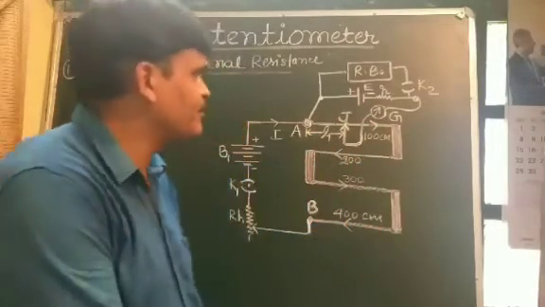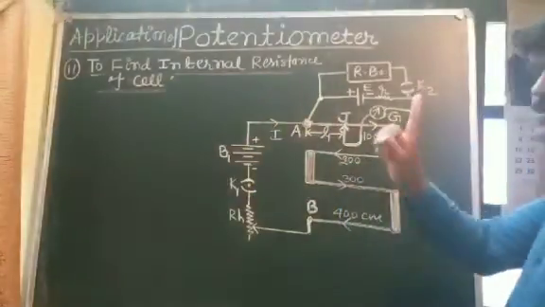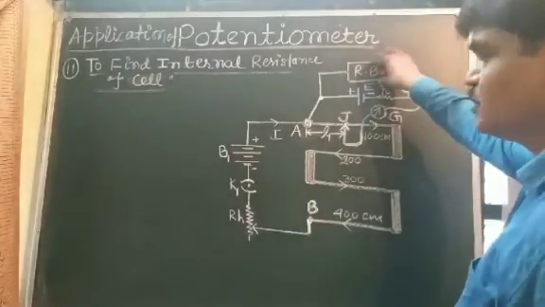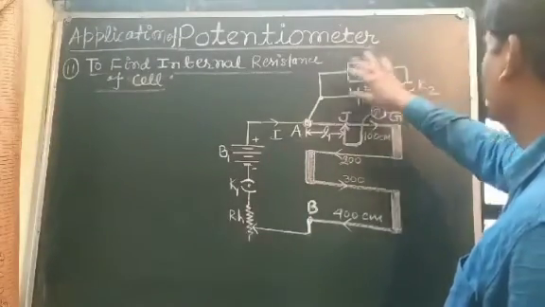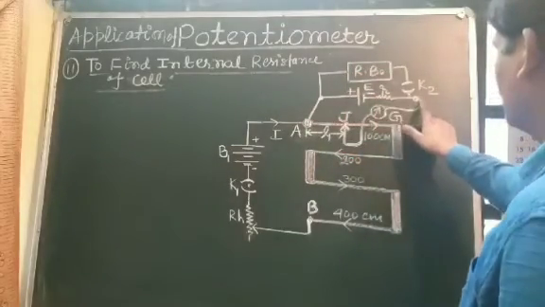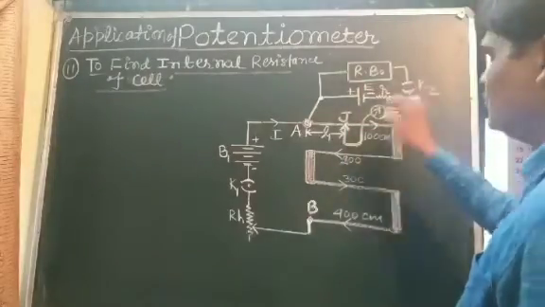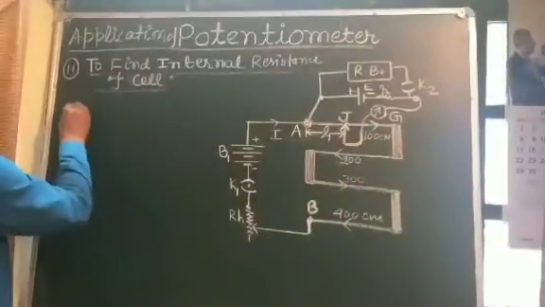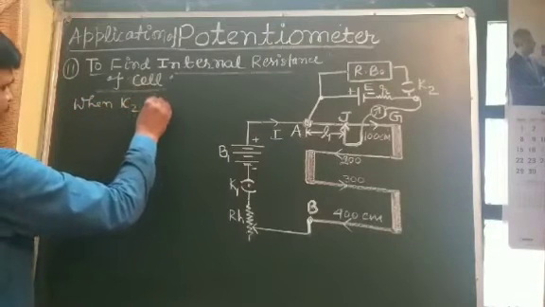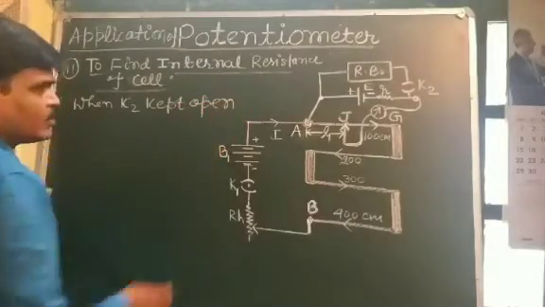So students, in the first case, K2 is open. It means this resistance box is not in the circuit. Only the cell's internal resistance, the galvanometer and the jockey are in the circuit. So when K2 is kept open, what will happen?